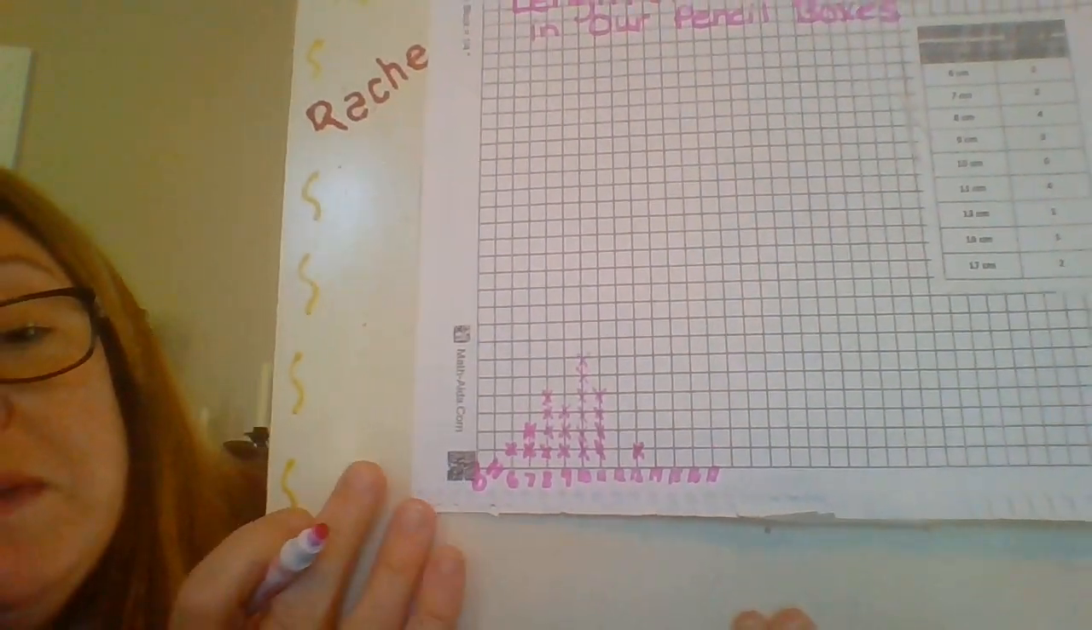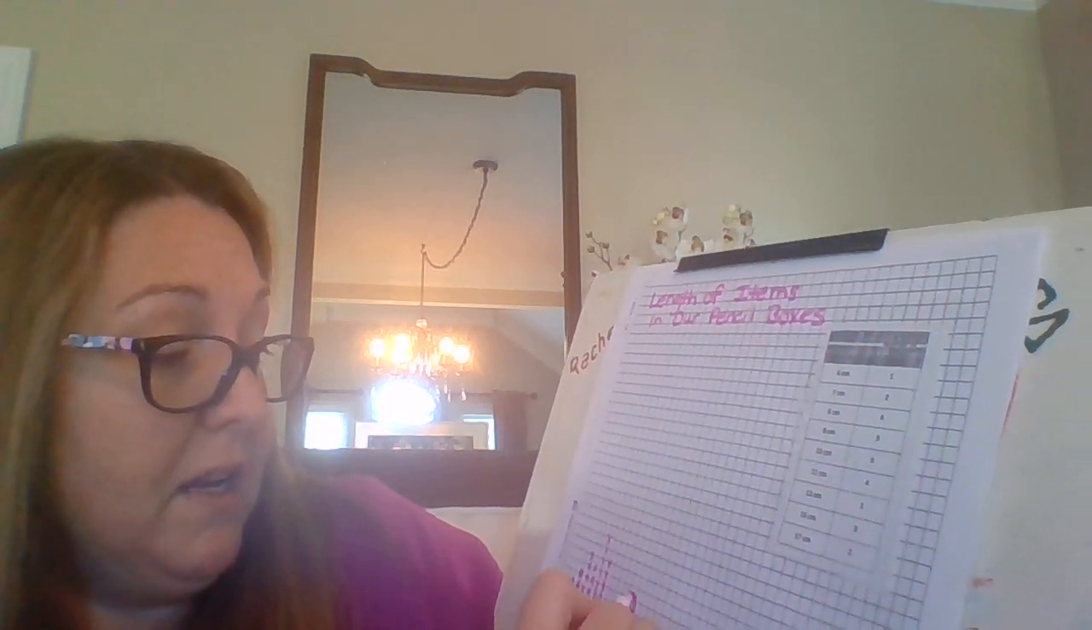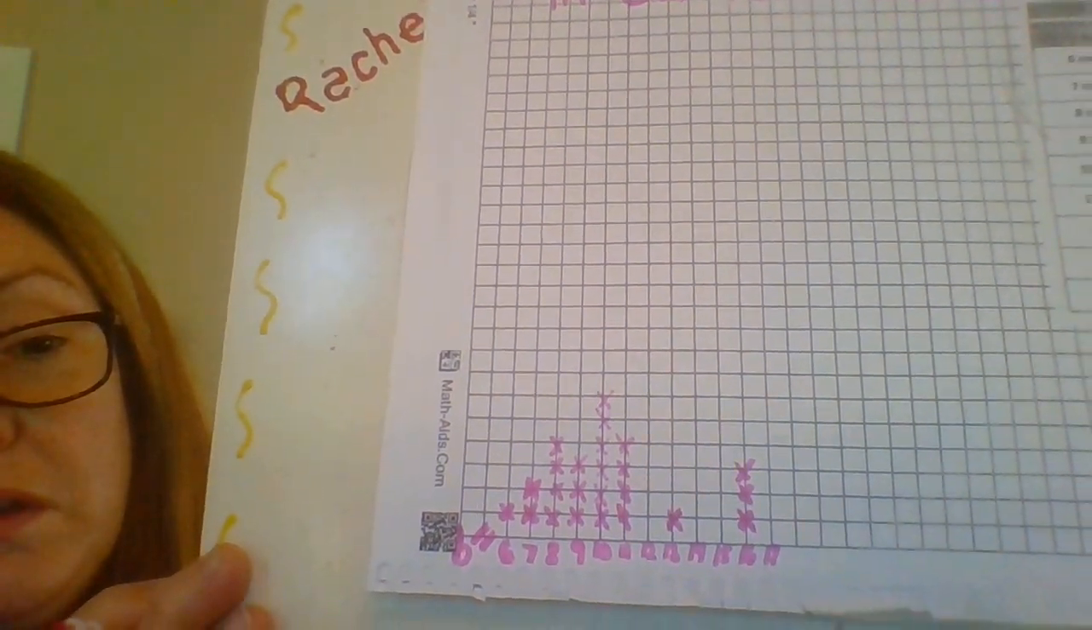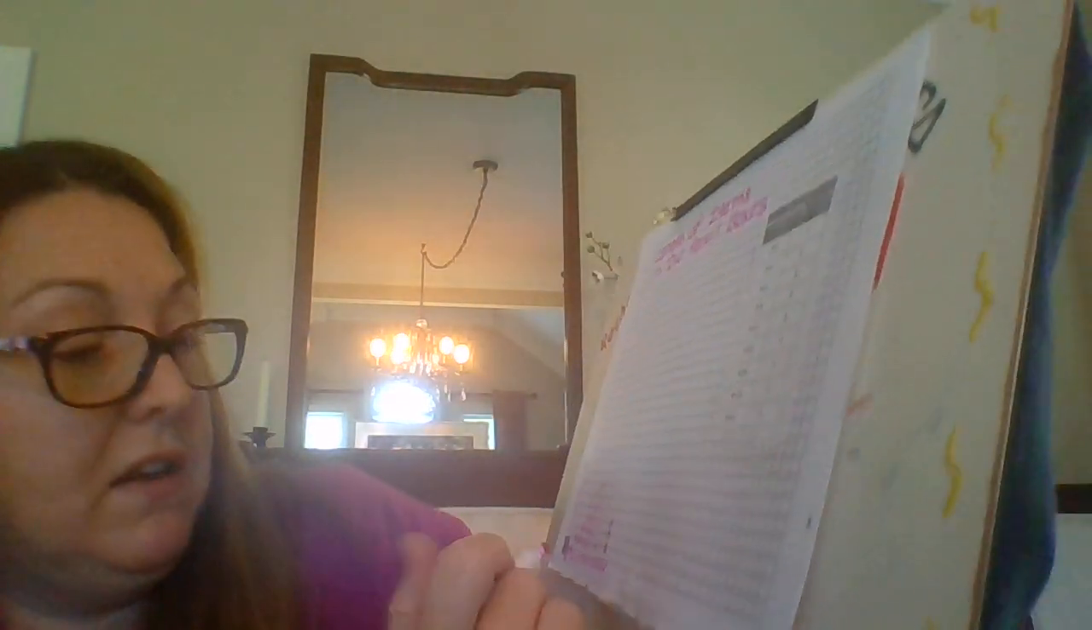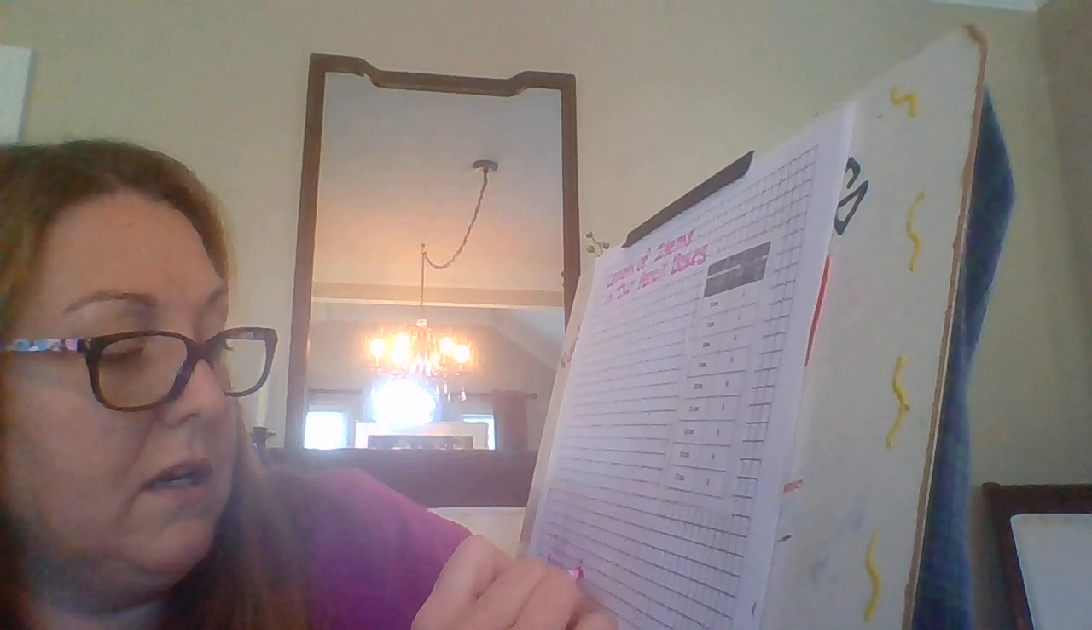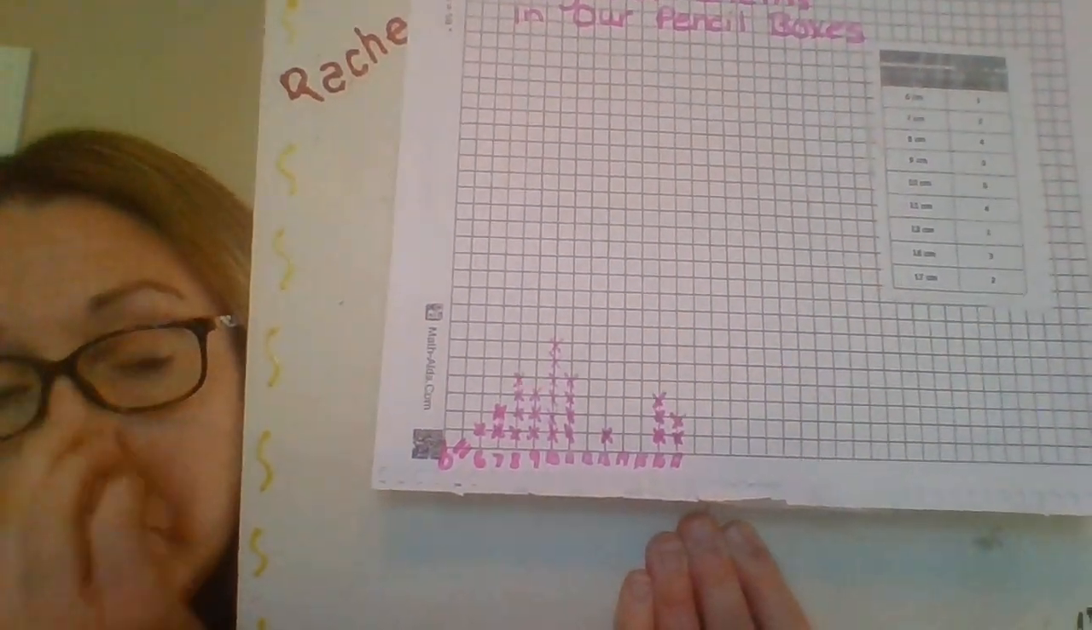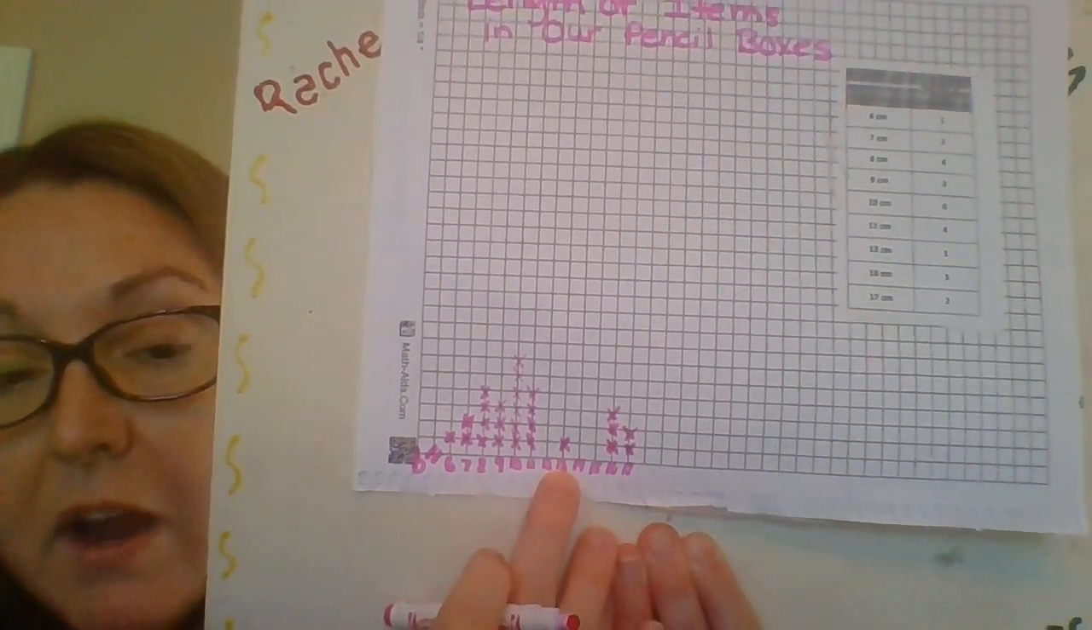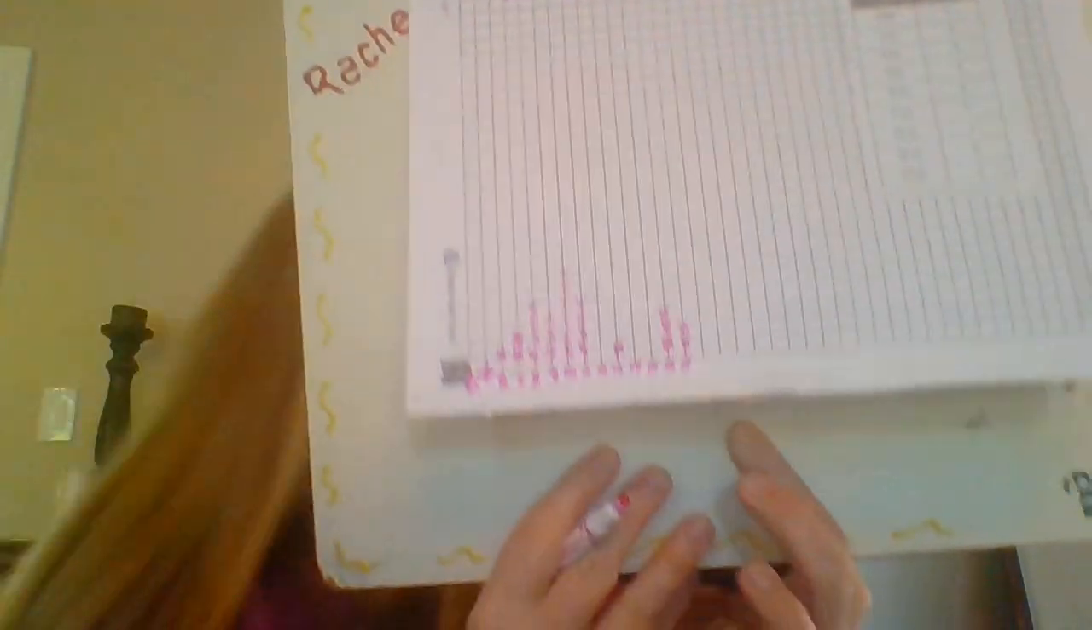Oh, look, I skipped 12 because there was no information. It means that we didn't have any pencils in the classroom that were that long. 1 for 13, 3 for 16. So look, I skipped some more again. I hope you skipped them on your graph because we didn't have any pencils that long. And then 17, we had 2. 1, 2. Now what we can do is use our graph to answer a couple of questions.